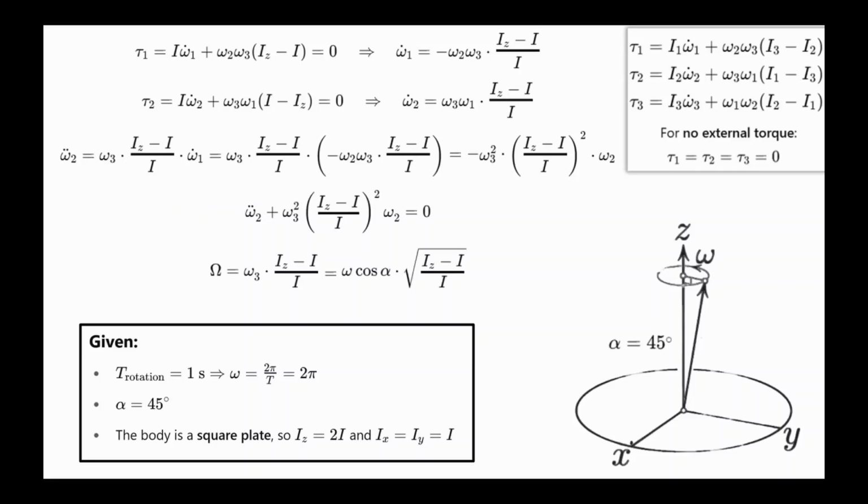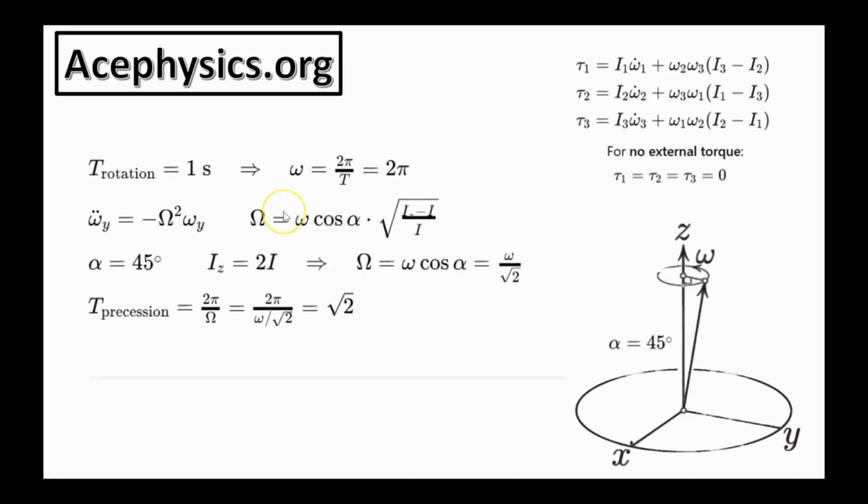This is the equation of a simple harmonic oscillator. This is an expression for the precession frequency. That's related to how quickly omega moves around this circle. This is the precession frequency that the problem was asking us to find.